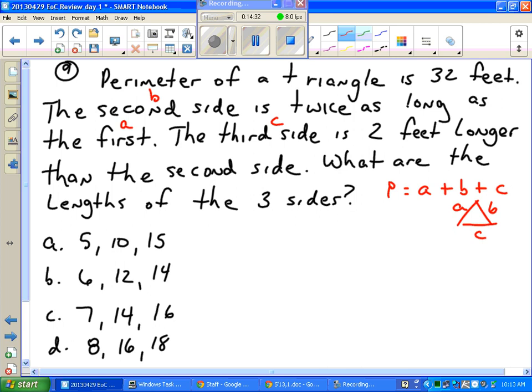It says the second side is twice as long as the first. So if we say B equals 2 times A, again, because we called B the second side, A the first side.